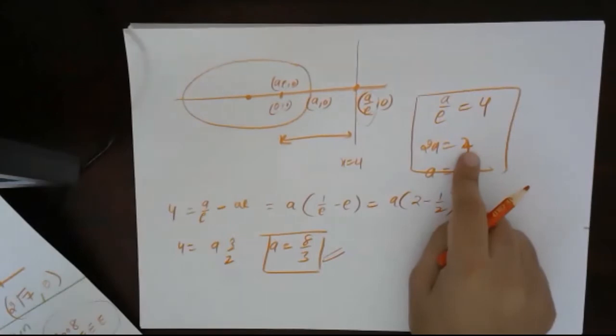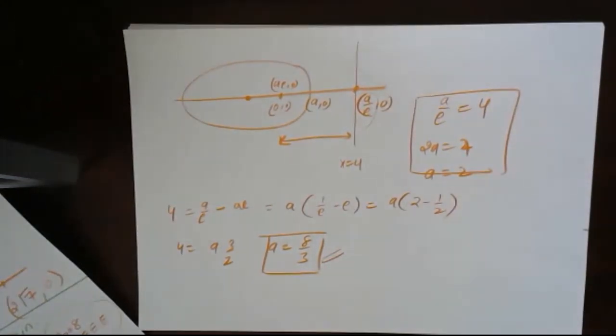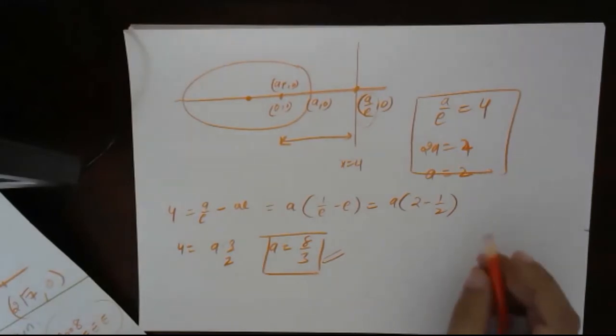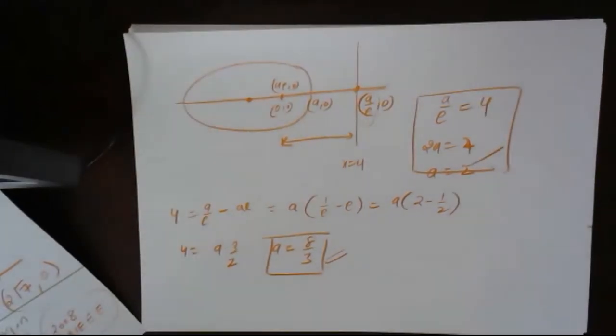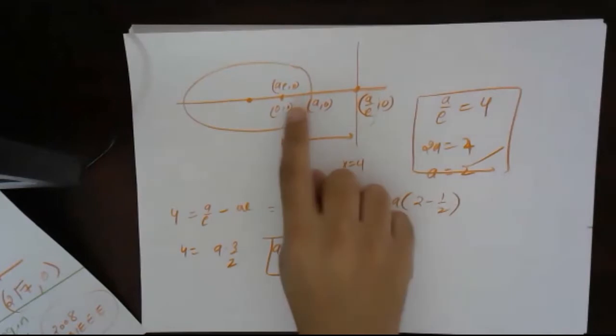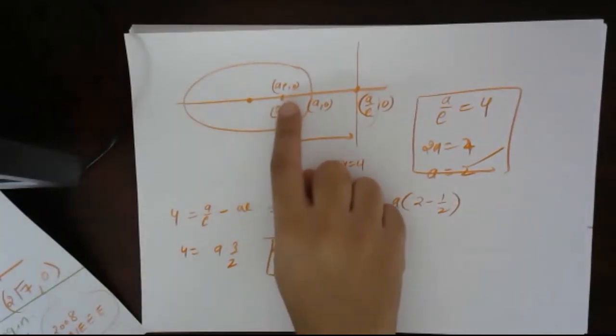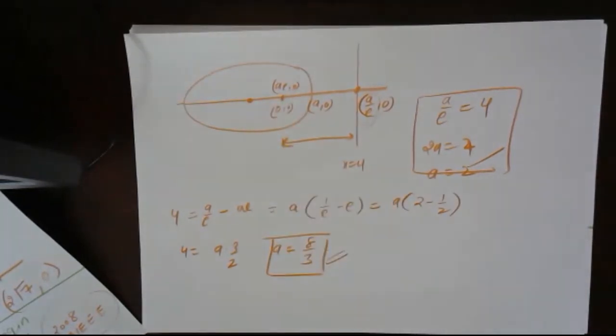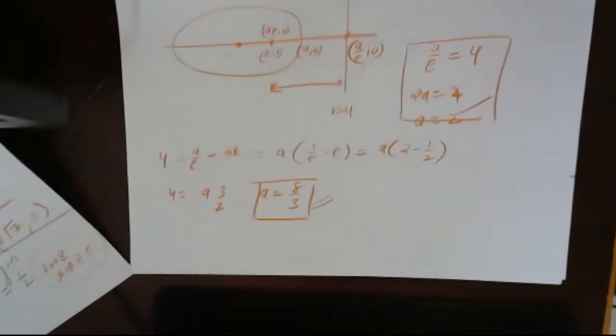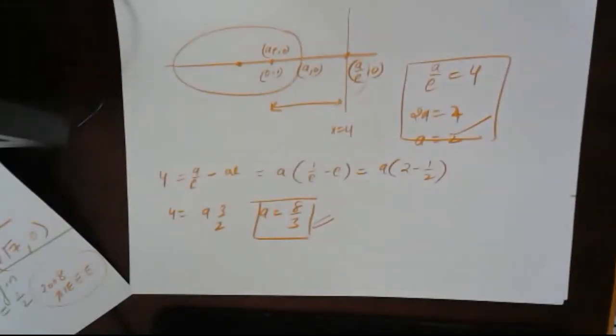And there will be an option of A is equal to 2, and you will simply mark this answer. But why is this not correct? Because the origin is the focus, it is not the center. I hope you understood. Okay. Write the next question.